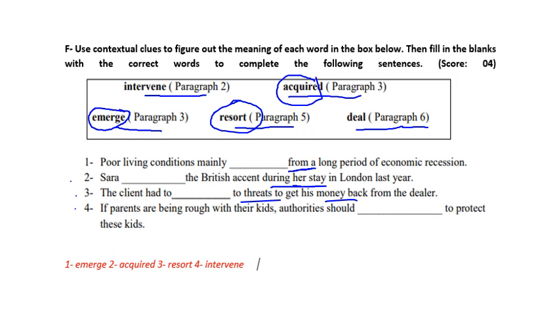Number four, if parents are being rough with their kids, authorities, meaning the government, should, to protect these kids, intervene, meaning interfere, as happens in Western countries or developed countries. Okay, so this is it.